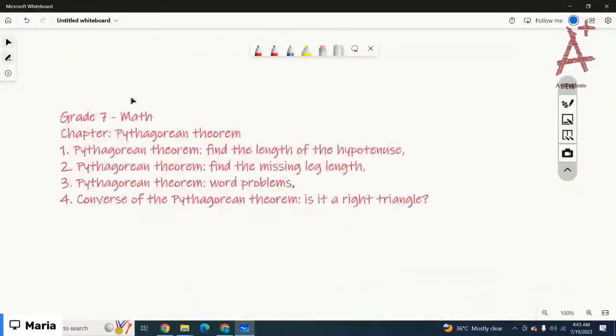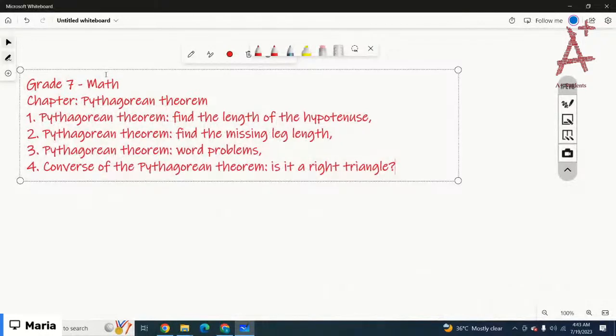So we are working on grade 7 maths, on the chapter Pythagorean theorem. The lessons we have covered today are Pythagorean theorem, find the length of the hypotenuse; Pythagorean theorem, find the missing leg length; Pythagorean theorem, word problems; and converse of the Pythagorean theorem, is it a right angle triangle? Please make sure that before the next session you complete all the test questions for the lessons we did today.